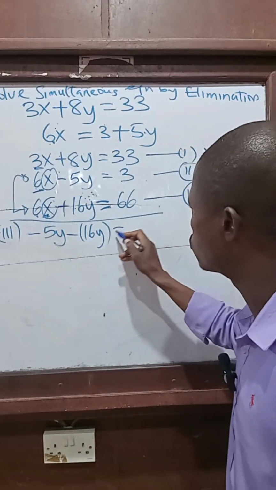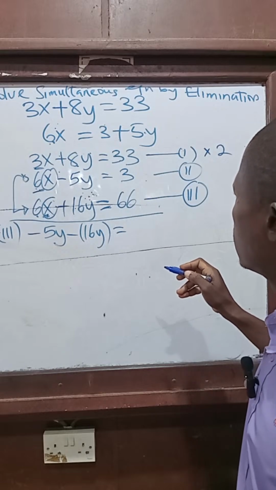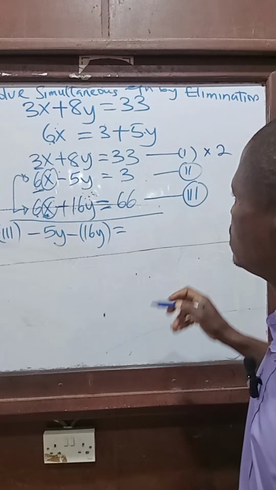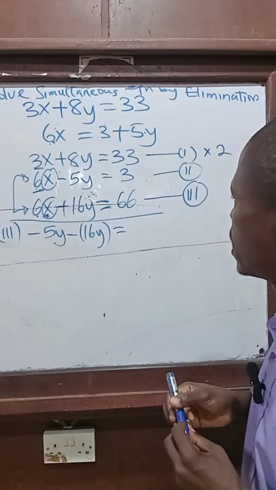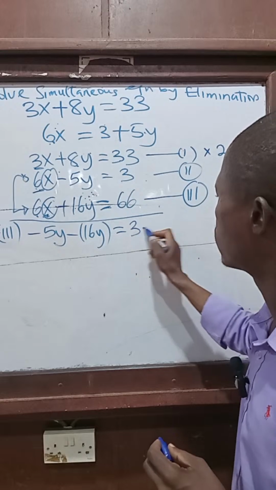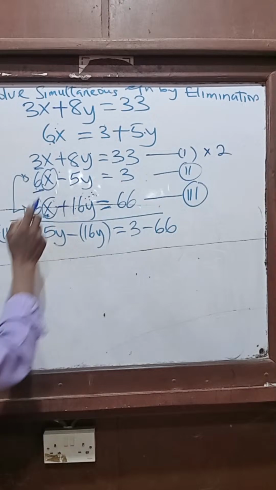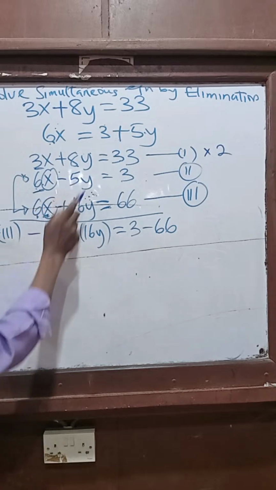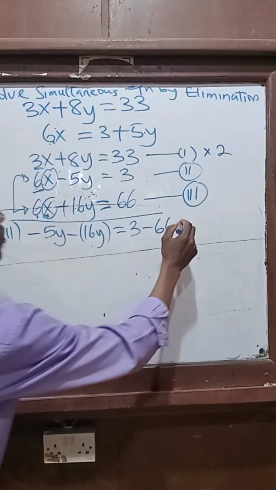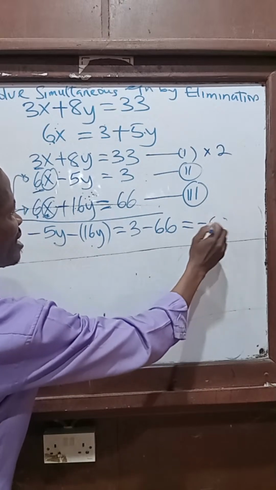Okay? And that will be equal to... I'm combining equation 2 and 3 together. That will be 3 minus 66. This minus this. And then this one minus this. So this will give you minus 33, minus 63.